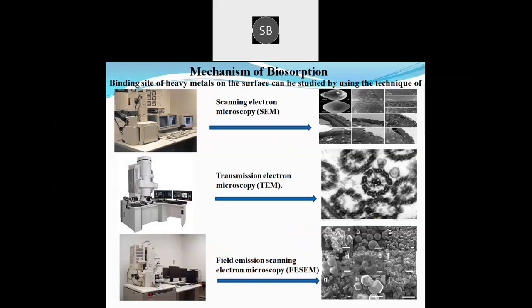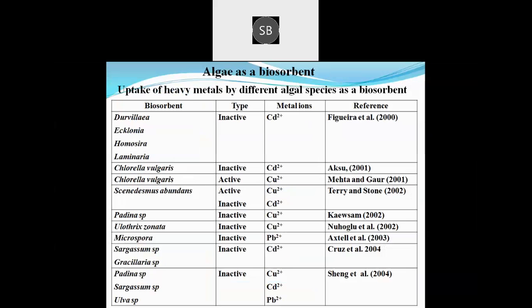So how to study the mechanism of biosorption? If anybody says that this cadmium is adsorbed on this particle, how will you come to know? Because being a science student, we should provide explanation and proofs for that. So in order to study the mechanism of biosorption, scanning electron microscopy is used. Then transmission electron microscopy is also used. Field emission scanning electron microscopy is used. So by using all these techniques, we can study the mechanism or characterization of particular heavy metal molecules, whether it is adsorbed on the material or not.